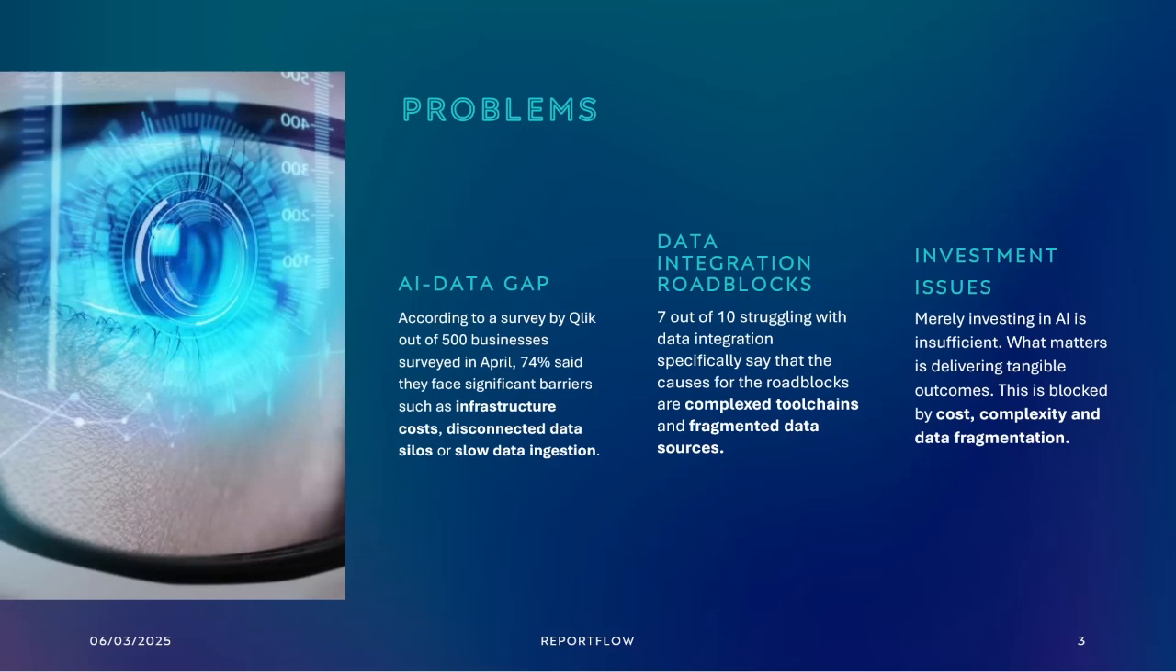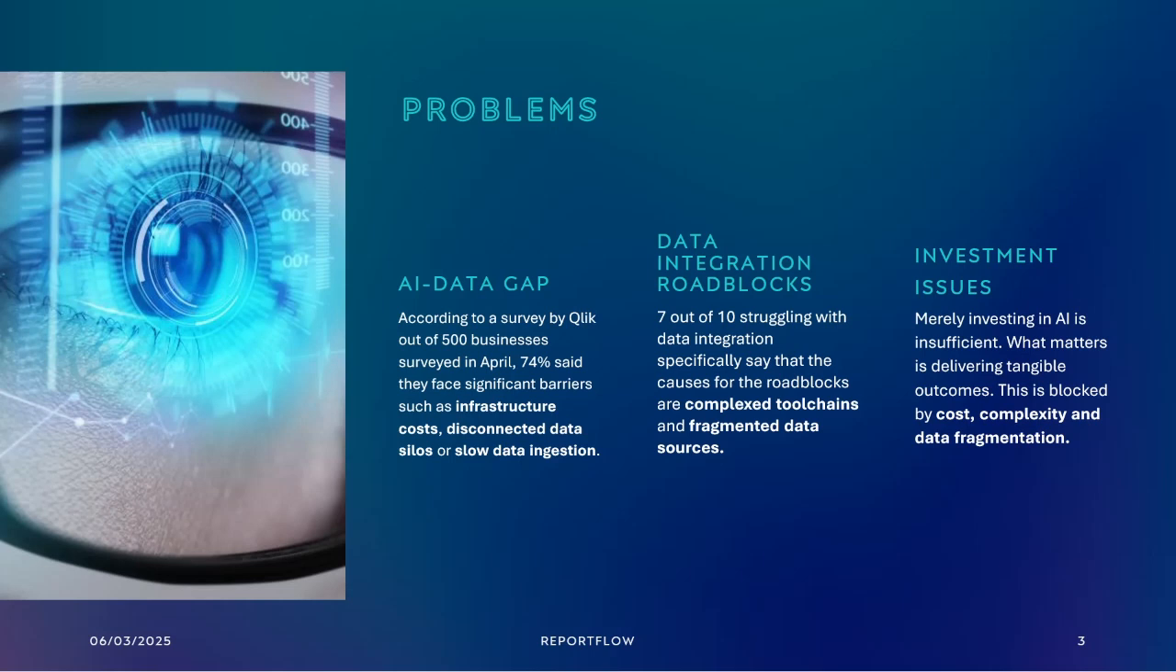So this video stems from an article from DC Velocity on the survey done by Kulik. Out of 500 businesses surveyed in April of this year, 2025, 74% said that they face significant barriers to AI implementation, such as infrastructure costs, disconnected data silos, and slow data ingestion. They had data integration roadblocks. 7 out of 10 who were struggling with integrating data specifically said that the roadblocks were caused by complex tool chains and fragmented data sources. So this is what we need to look at first. We're going to go into those solutions now.